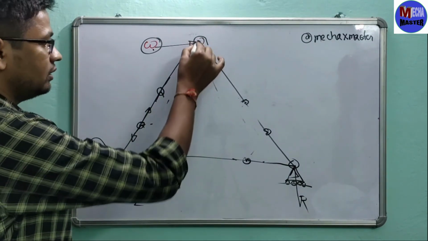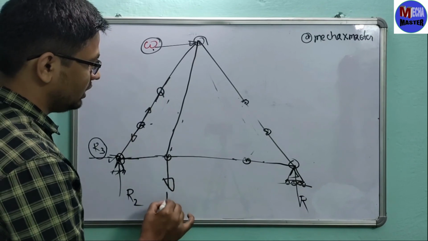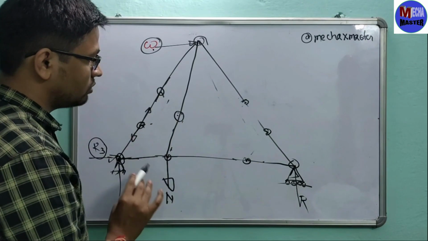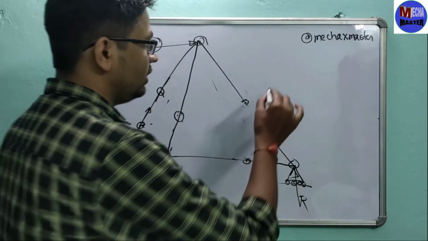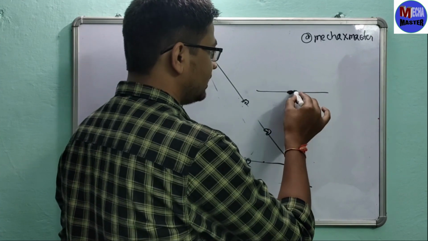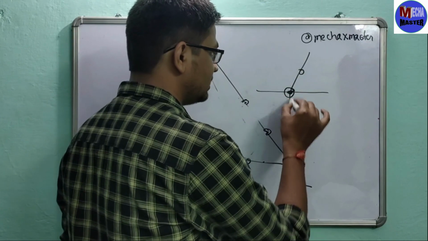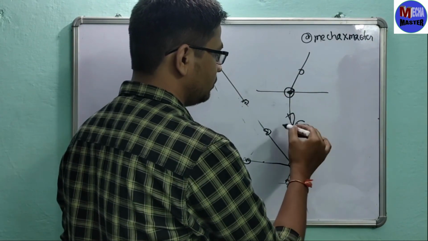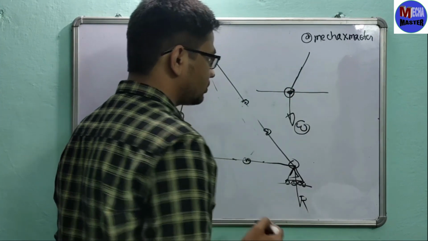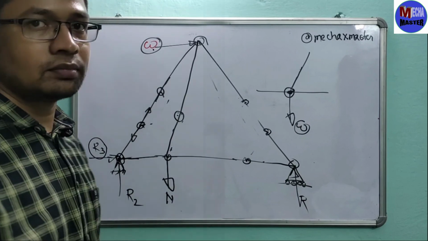Suppose there is a link, and if there is an external force N, then this member will not be a zero force member, because as per our rules, if two members are collinear and at that joint there is no external force, then the third member will be a zero force member. If there is an external force or external load, this will not be a zero force member. This is the basic rule that you have to keep in your mind. Thank you.